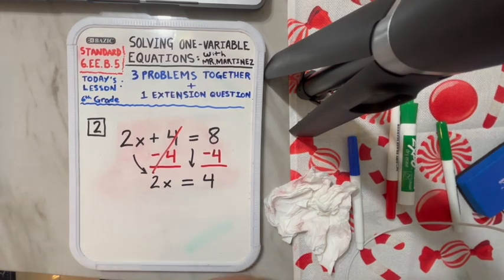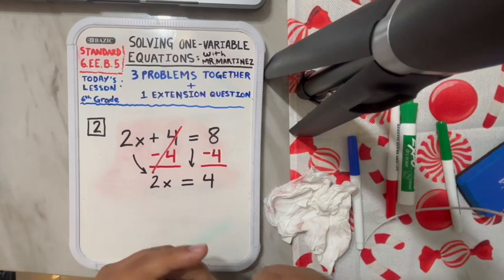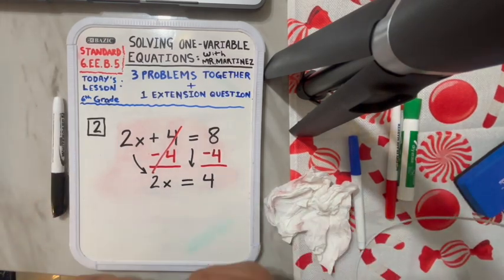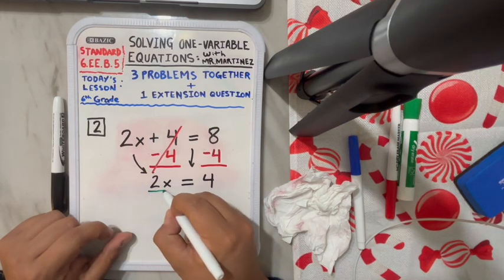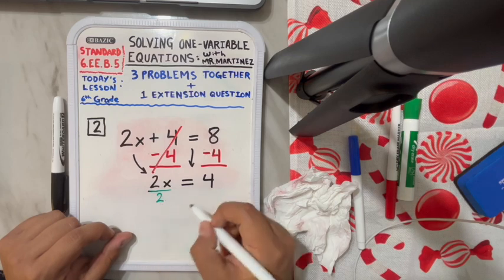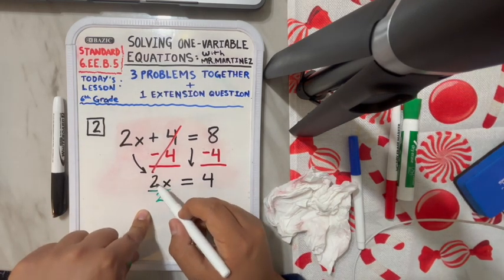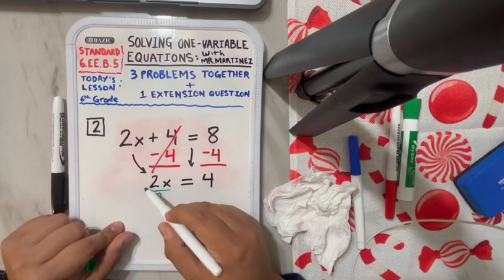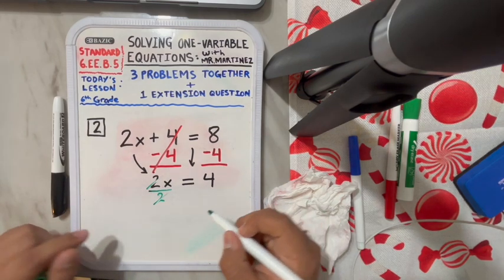Now, in order to remove or get rid of coefficients, we have to divide this value by whatever number is in front of the variable. So in this case, we're going to be dividing by 2. Now, why do we divide by 2? Well, because when you divide this coefficient by that same number, it pretty much cancels out. So 2 divided by 2 is equal to 1, and again, that pretty much cancels it out.